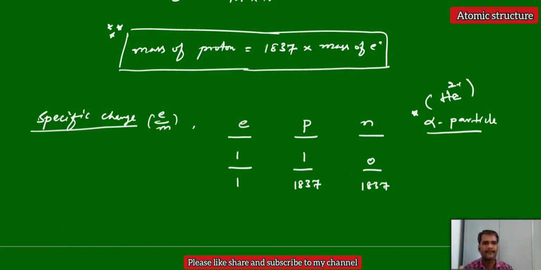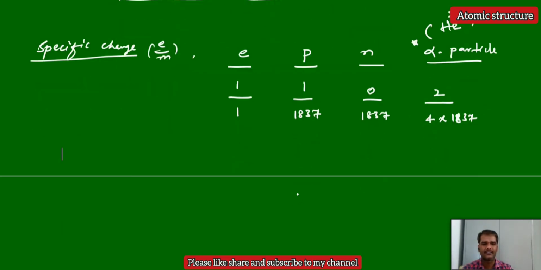In the case of an alpha particle, 2+ means it is carrying 2 positive charges. And what is the mass of helium? 2 protons, 2 neutrons, so 4 into 1837 times the mass of the electron. Now if you compare these values, you will get the ratio.